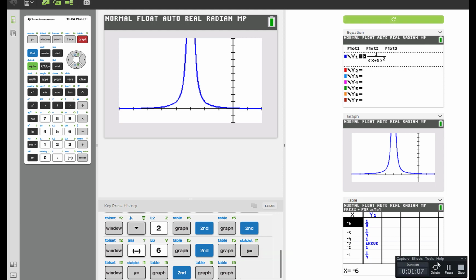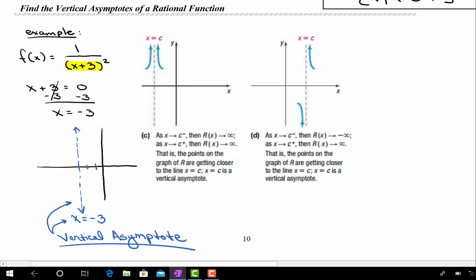Okay, so now we know what the function looks like. I'm going to go ahead and draw a quick sketch of this graph right here. Doesn't have to be perfect. It's just so you have an example on your notes here. So it looks something like this.